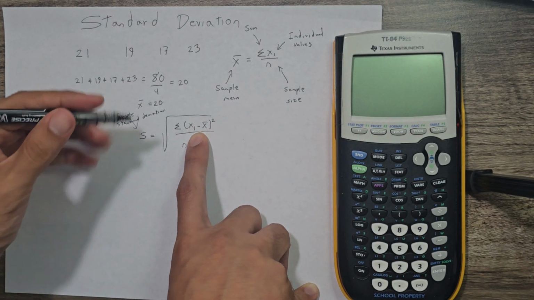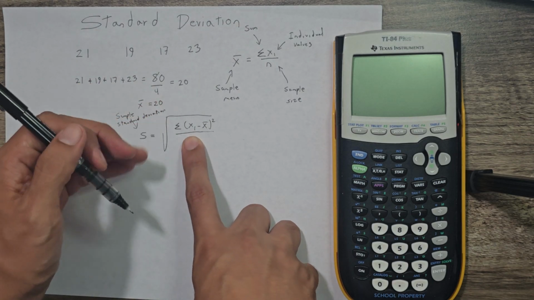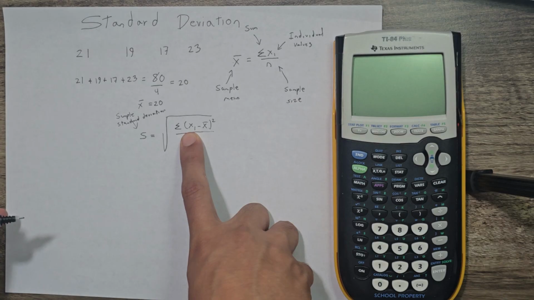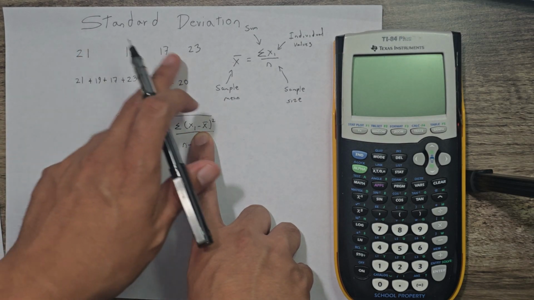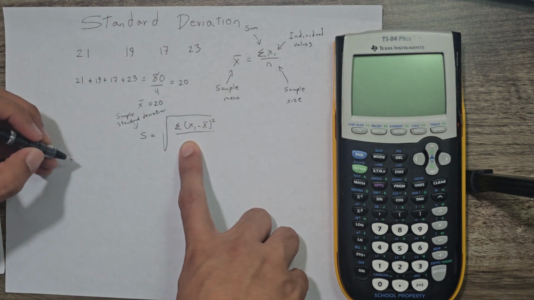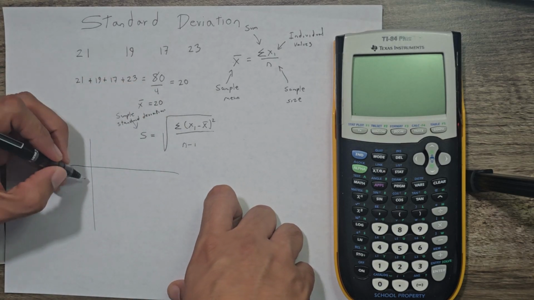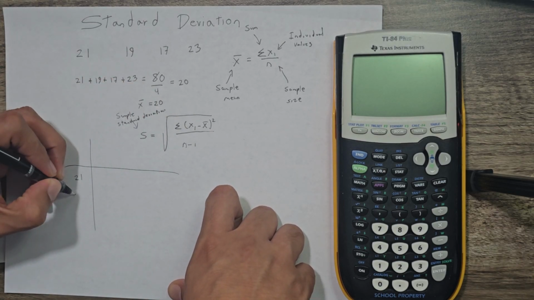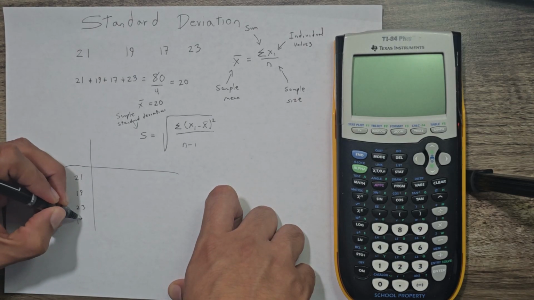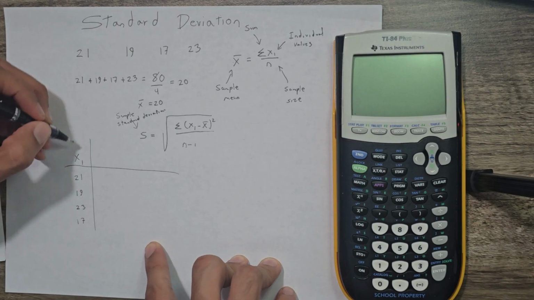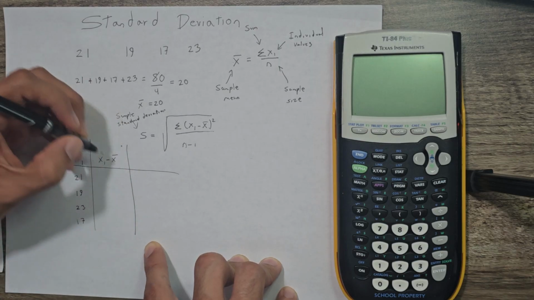So our first step, if we're following the order of operations, is to do everything in our parentheses. In my parentheses, I have the individual values, and we are going to subtract the mean from them. So we're going to take each of our values here. That's what the xi means. I'm going to make a chart to help me organize this a little better. We're going to write each of the values: 21, 19, 23, and 17. And we're going to subtract from each of them the sample mean.